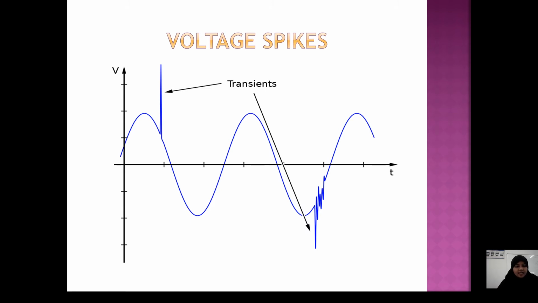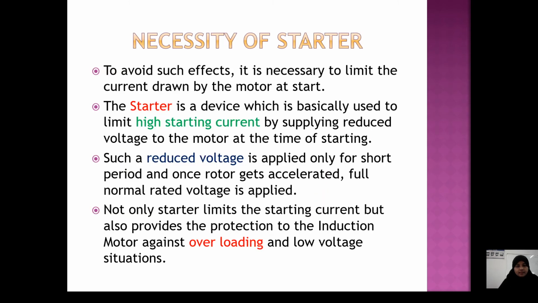We want a pure sinusoidal waveform, but because of these transients, voltage spikes will occur in the motor, and the machines connected to this motor also get affected because of these voltage spikes. So to avoid such effects, it is necessary to limit the current drawn by the motor at start.